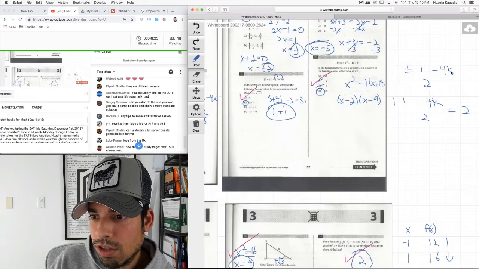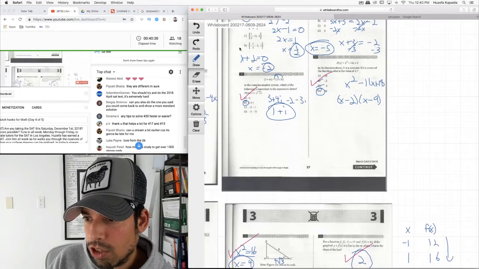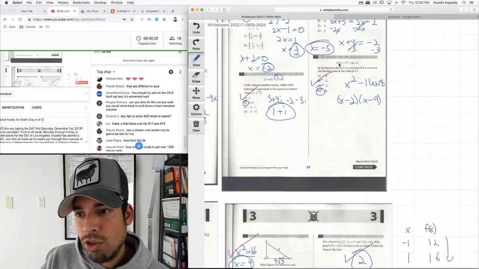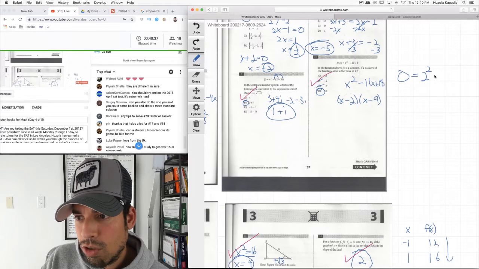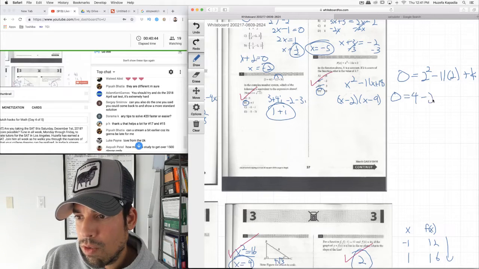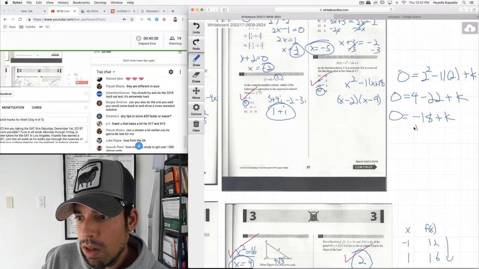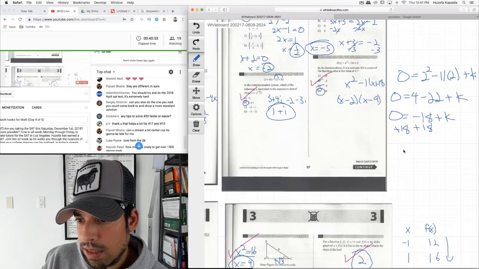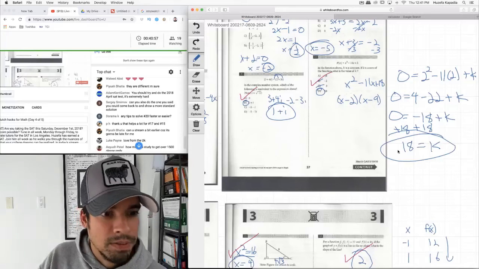Wow, this is the easiest way to solve this one. This is what I should have done. If 2 is a root, it means if you plug 2 into this function, it's 0. So 0 equals 2 squared minus 11 times 2 plus k. Wow, and that's so much easier. Equals 4 minus 22 plus k. 4 minus 22 is negative 18 plus k. Add 18, add 18. It's 18 equals k. That's it. That's how you do it.